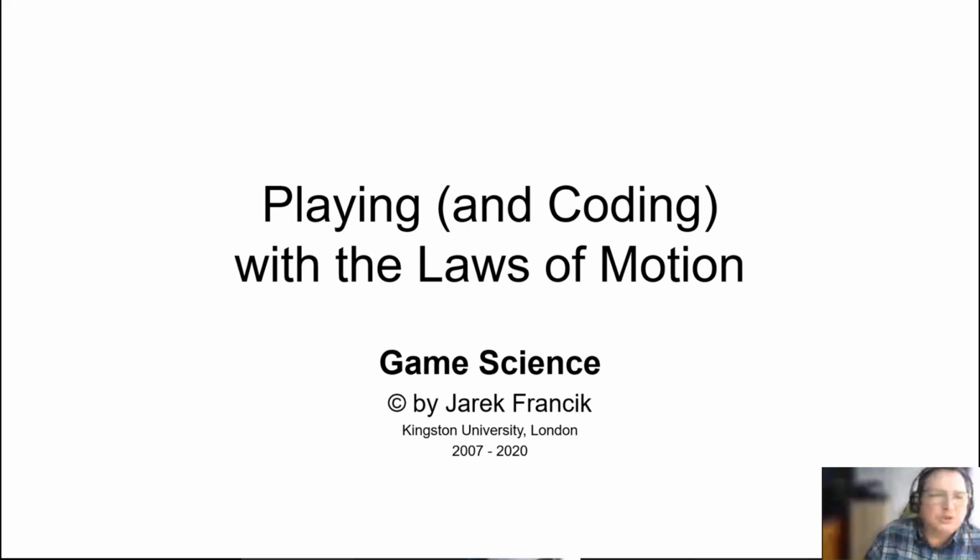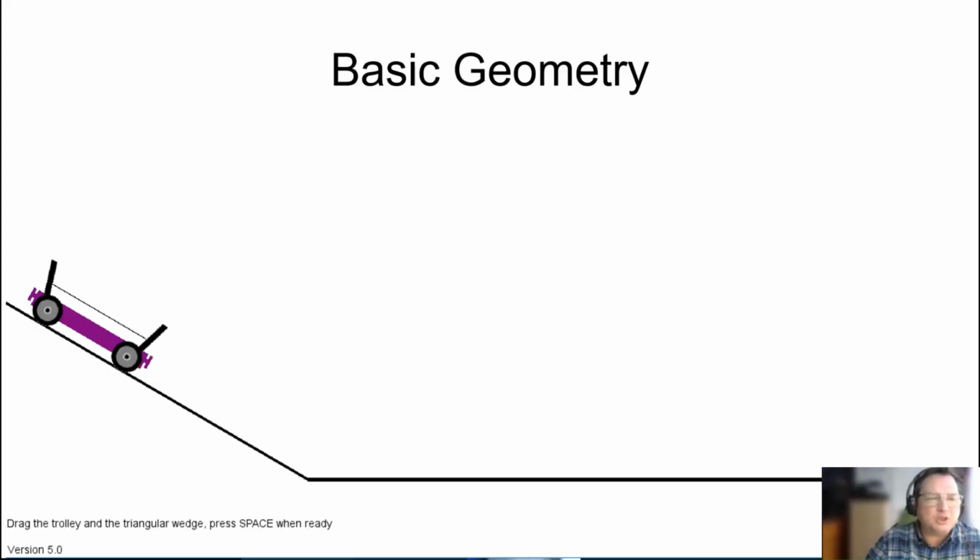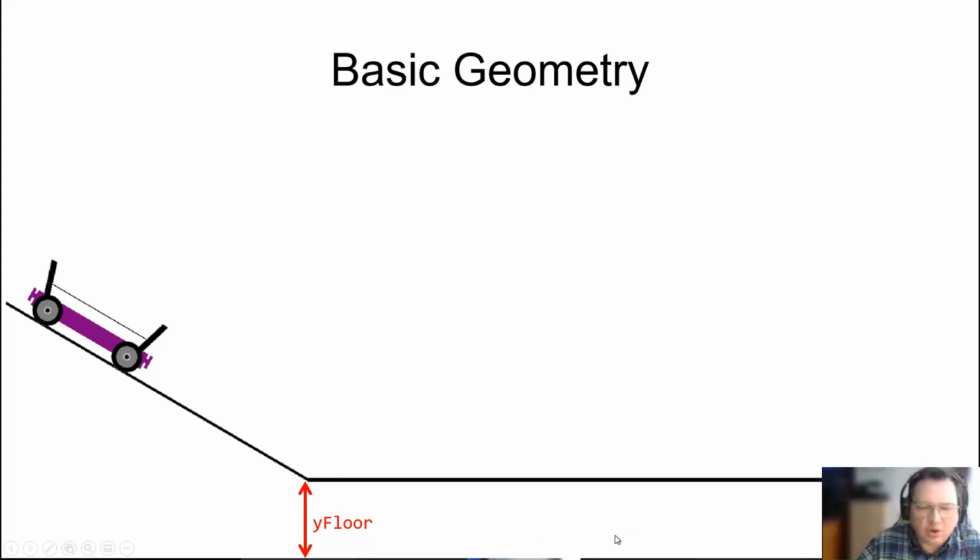and then we will be building the code. So today's topic is playing and coding with laws of motion. But first of all, basic geometry. So that's the scene from the game. And now let's see all the measurements. So first of all, our floor, the flat space on which the trolley rolls down, it's a number of units from the bottom edge of the window, and this distance here will be called y floor, y coordinate of the floor.